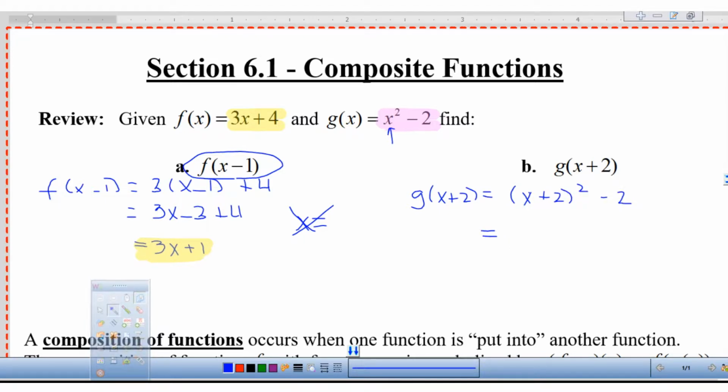Now, 95% of the time or more, you're going to be asked to simplify. So on all these, we're going to simplify. Right here, we have to FOIL. I think I'd probably write that down. When you FOIL it, you get x to the second plus 4x plus 4. Lots of people forget to write down that minus 2, so make sure you do that. So you get x to the second plus 4x plus 2.